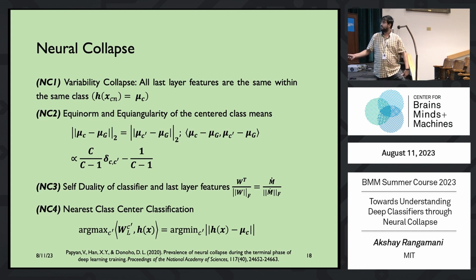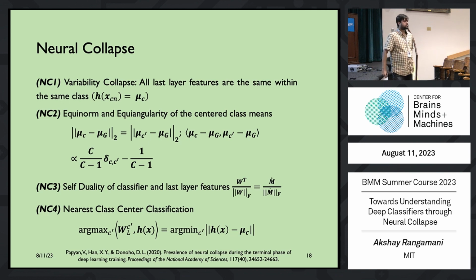And the third condition of neural collapse, which is the self-duality: you can normalize the classifier weights and the matrix of class means, and if you measure the distance between them in whatever metric you want, Frobenius norm or the spectral norm, or different distance metrics, these become the same matrix. And finally, the decision rule implemented by the deep network is the same as nearest class center classification.